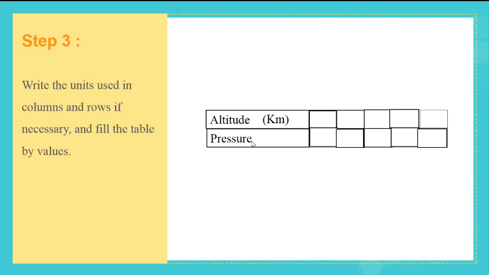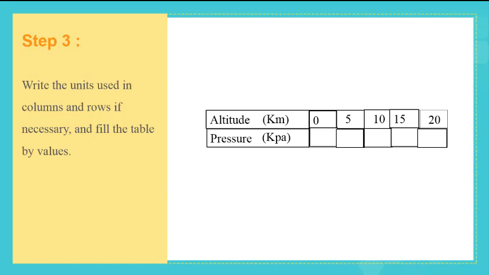What is the unit of pressure? The unit of pressure is kilopascal. Fill the table by the values of each variable. For altitude, there are 5 values: 0, 5, 10, 15, and 20. But for each of these values, there is a corresponding value of pressure. So, we should write below each value of altitude its corresponding value of pressure.